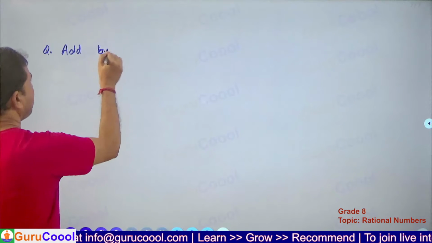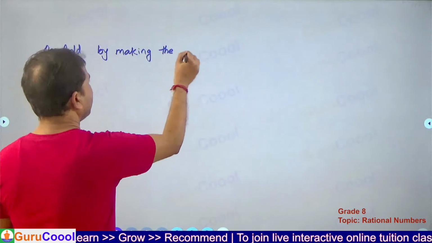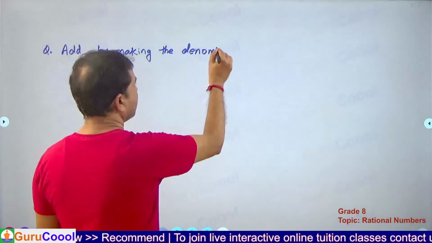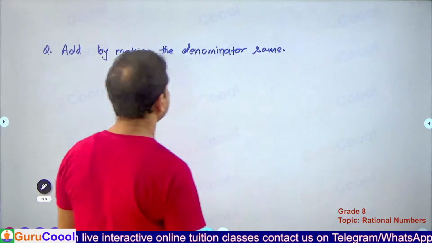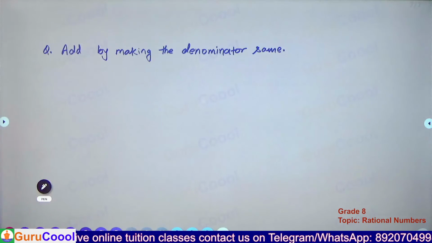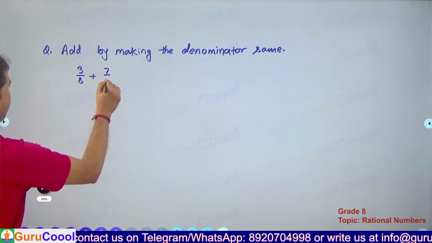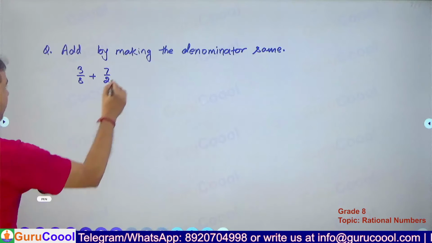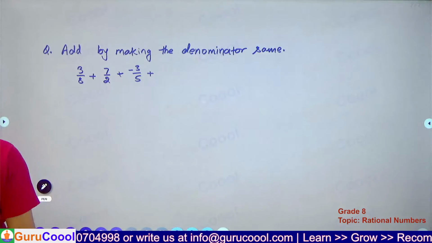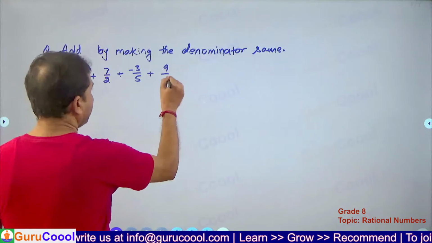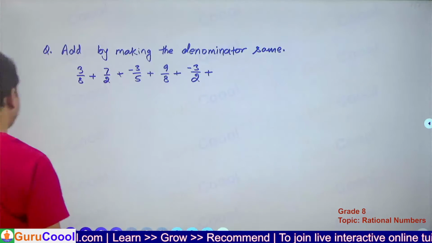Add by making the denominator the same. Notice what it is. 3/8, 7/2, minus 3/5, 9/8, minus 3/2, and 6/5.